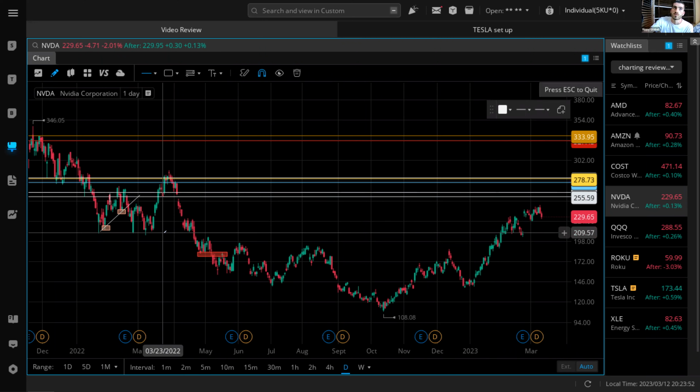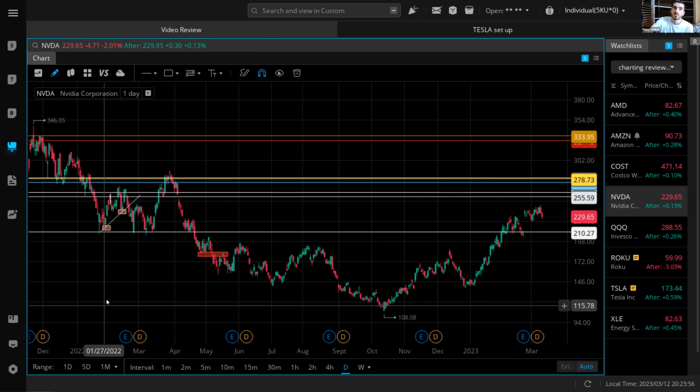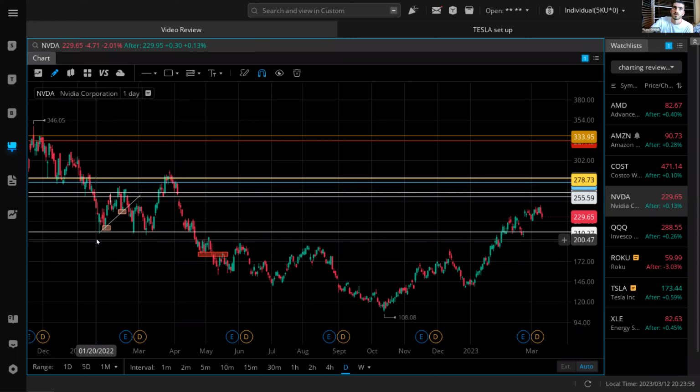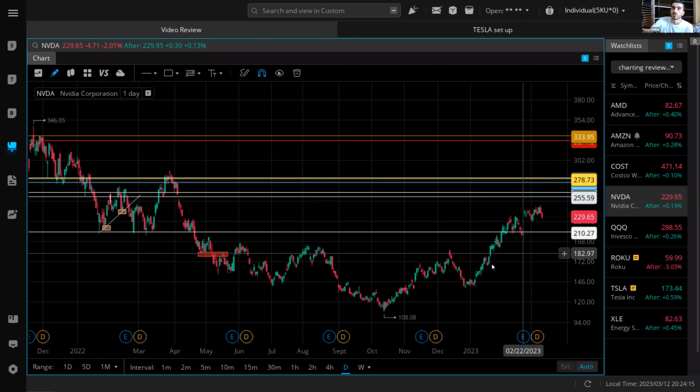Where the cup first started forming on the daily, we had nice support back here: January 21st, January 24th, February 8th, and this is all back in 2022. There was nice support, and now we're back above that area. So if we have a pullback, I have that at 210 a share.